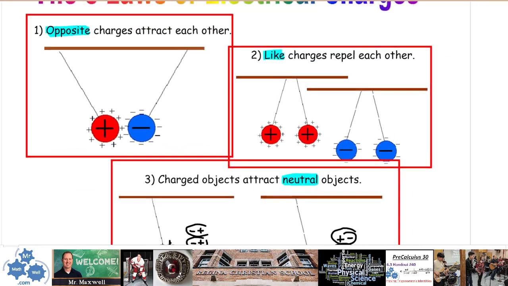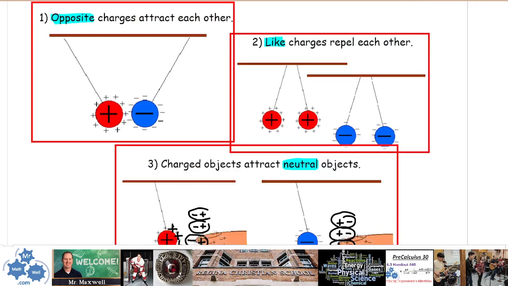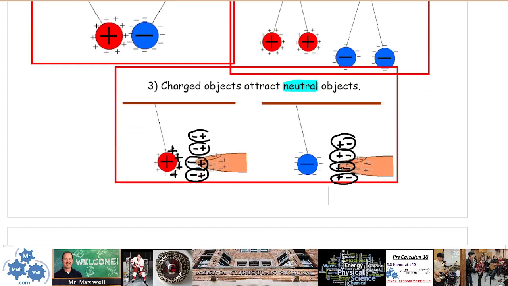Okay. Any questions there about those 3 laws? Very important. Opposite charges attract, like charges repel, and charged objects can attract neutral objects.